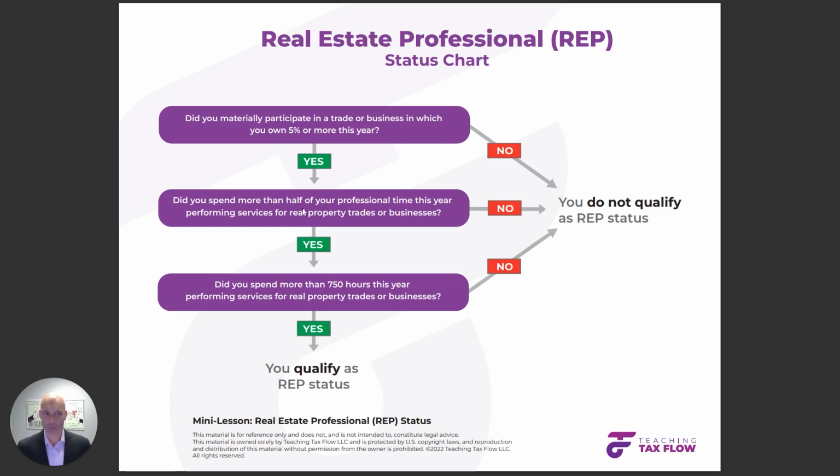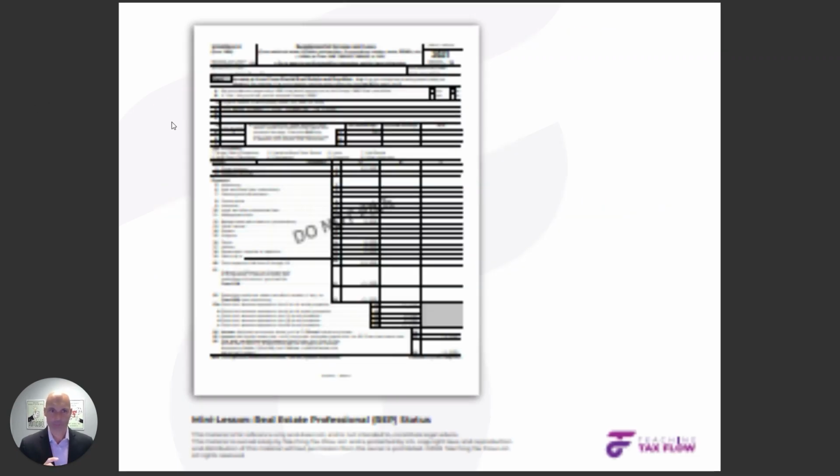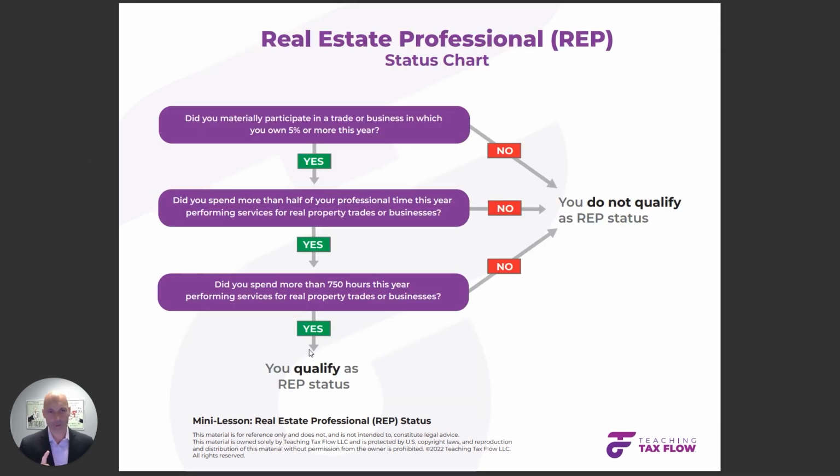You're spending more than half your professional time doing these services. We have that list. Did you spend more than 750 hours performing real property trades? Yes. You do pass go. You do collect $200. You are REP status. If you don't hit yes on all 3 of these, you are not REP status, and you don't pass go when it comes to this particular test. And remember, your spouse, we're going to go back here. If your spouse hits REP status, that means, if you file jointly, you both are REP status.